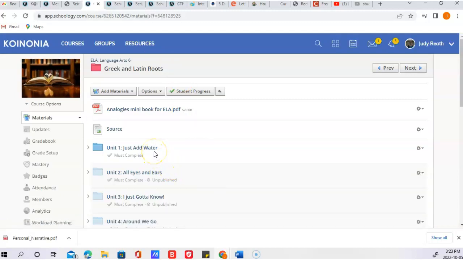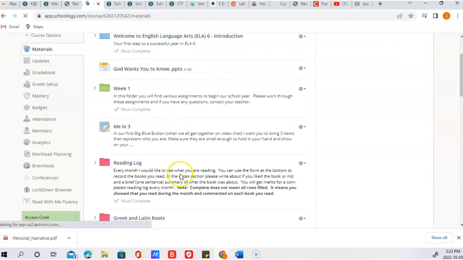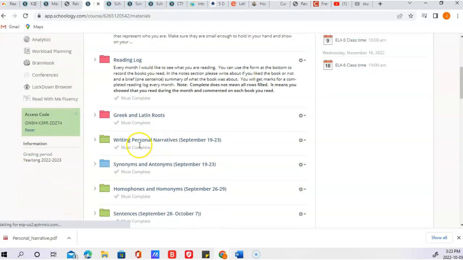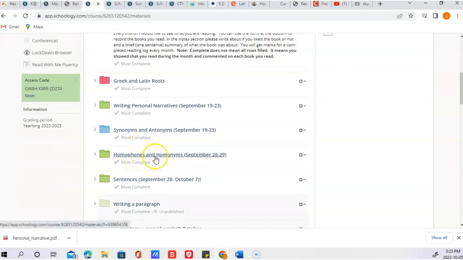You have until October 14th to get Unit 1 done, and I'm going to add that as soon as I'm finished recording this. So be working on that alongside of any of the other green folders that are here that you haven't got done yet. Okay, so the homophones and homonyms need to get done, and these sentences need to be done too. If you have any questions, send me a message and we will pick a time to do a conference together.